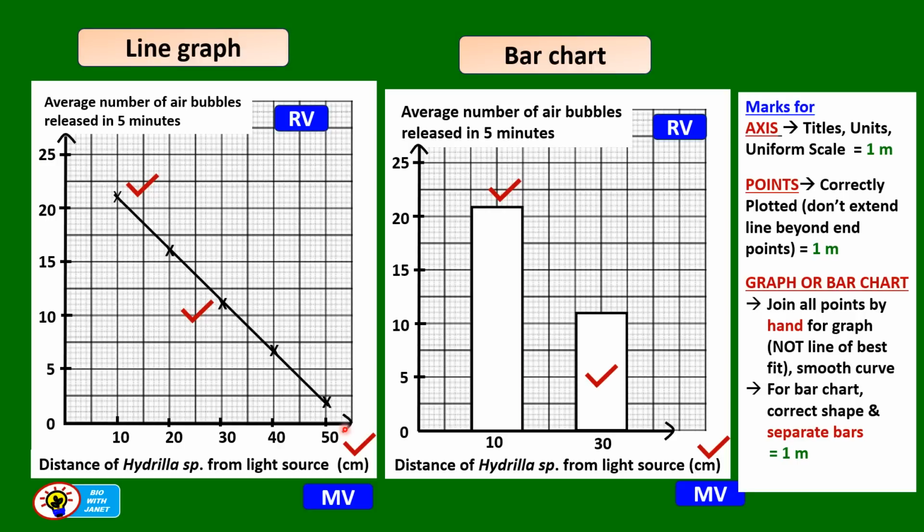Now, next. So 1 mark for points correctly plotted and 1 mark for the axis, the vertical and horizontal axis with the titles and units. And then 1 more mark is for the shape of the graph. If it's a curve, then you must join it smoothly, freehand.